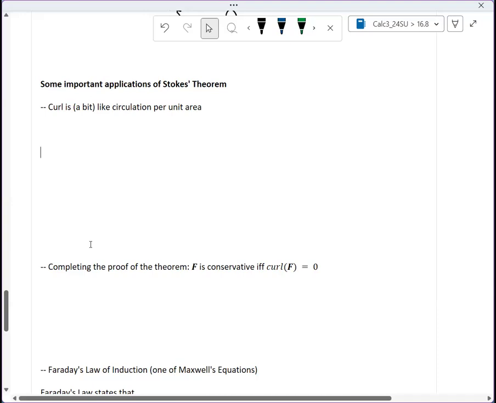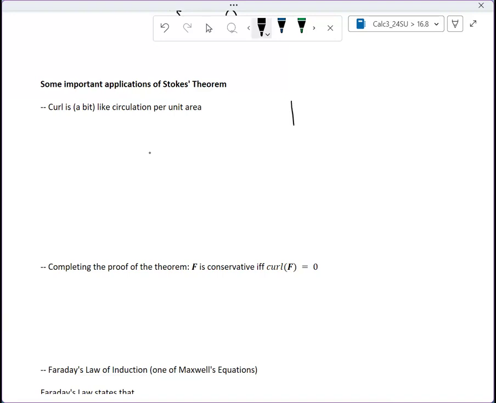Okay, so let's take a look at a few applications of Stokes' theorem. So we'll see in the divergence theorem section that divergence is a bit like outward flux per unit volume, or perhaps it is outward flux per unit volume in a sense. Curl is kind of like circulation per unit area. So we're going all the way back to when we defined divergence and curl, and then we're revisiting them and talking about what they mean, but in a little bit more of a mathematically precise way.